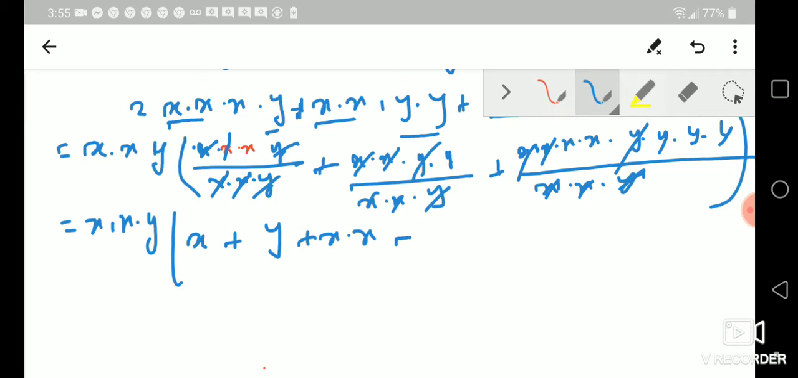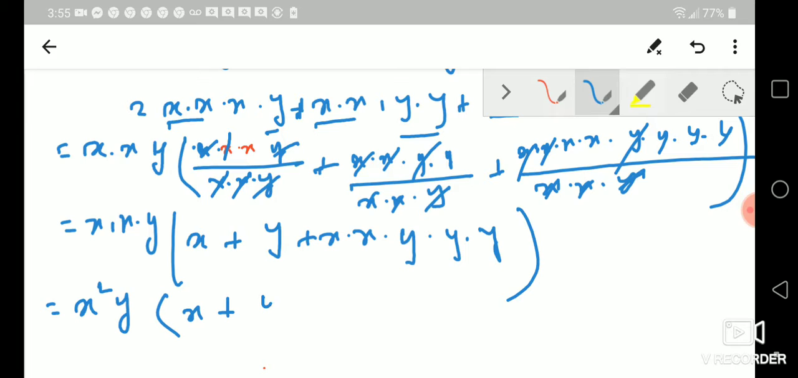and y dot y, we will be left with 3 y's. So if we know the exponent multiplication rule, it will be x plus y plus x square plus y3. So the common was x square y, and inside the bracket in the multiplication part we have x plus y plus x2 y3.